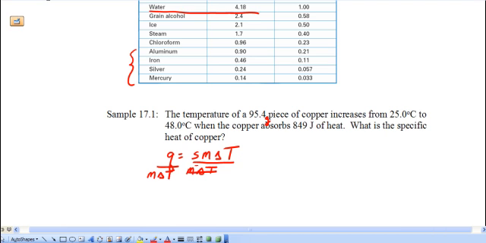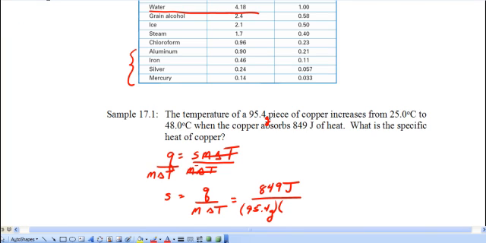Of course, these terms will divide out with these terms, and our specific heat S will equal the heat Q divided by the mass and the change in temperature. The heat change was 849 joules. The mass of the object was 95.4 grams.